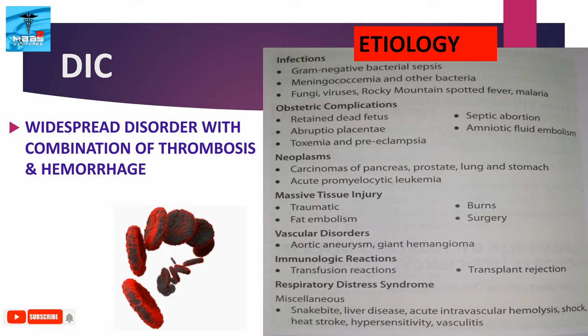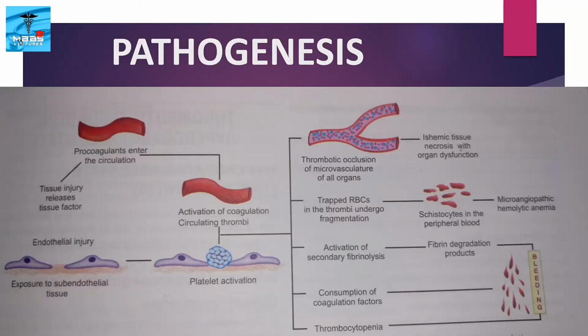The miscellaneous conditions associated with DIC include snakebite, liver disease, acute intravascular hemolysis, shock, heat stroke, hypersensitivity, and also vasculitis. Then, pathogenesis. DIC is a disorder that shows a combination of thrombosis and hemorrhages. The two major mechanisms initiate the thrombotic process of DIC, namely the entry of procoagulant or thromboplastic substances into the circulation and widespread endothelial injury.